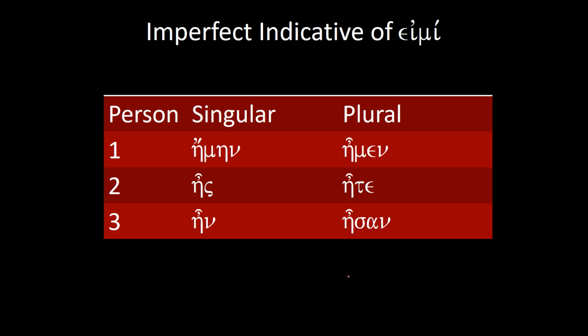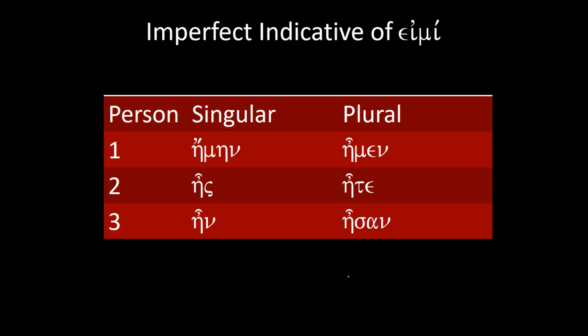Ēn, ēs, ēn, ēmen, ēte, ēsan. Quite a bit of similarities with the second aorist endings. Then you've just got an eta on the very beginning. Ēn, ēs, ēn, ēmen, ēte, ēsan.